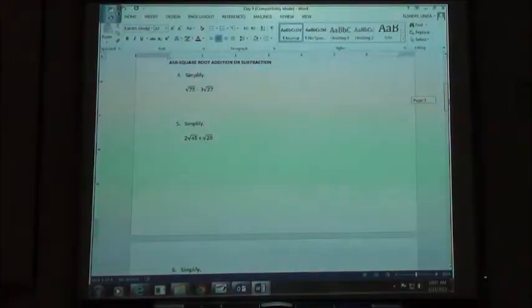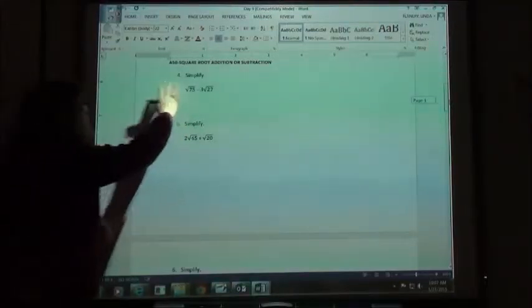So if I have a square root of 5 plus a square root of 3, I can't add them because they're not like terms. I would have to have something like 5 square root of 5 plus 2 square root of 5, where they both have the exact same end part. So I'm going to simplify these just like I did before.